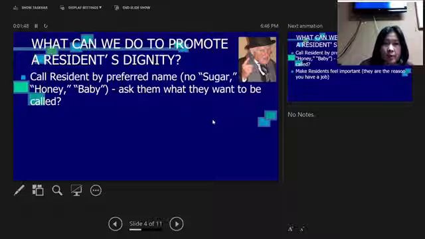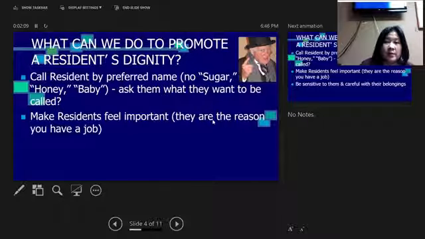What can we do to promote more of the dignity about how we present ourselves to them? Is making sure you're calling them by their preferred name. Asking them what they'd like to be called. We don't call people sugar and honey and baby. I know we live in the South, but you have to make sure you're calling them with respectful names. Make sure the residents feel important. They're the reason you have a job.